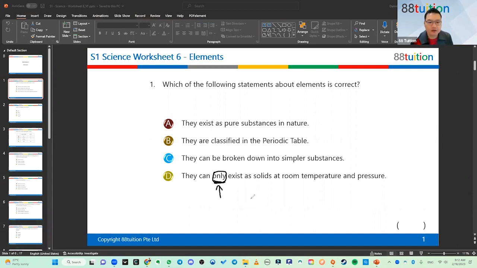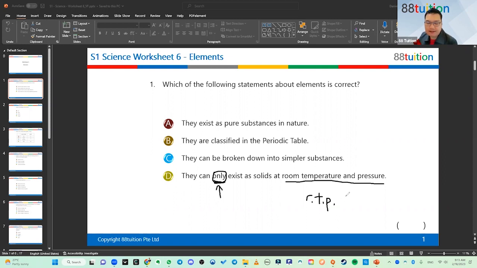So they say they can only exist as solids at room temperature and pressure. There's a short form for it: RTP. When you see the short form RTP, it means room temperature and pressure. They can only exist as solids at RTP. So it is not true, right?